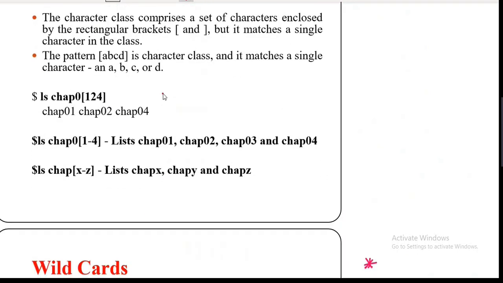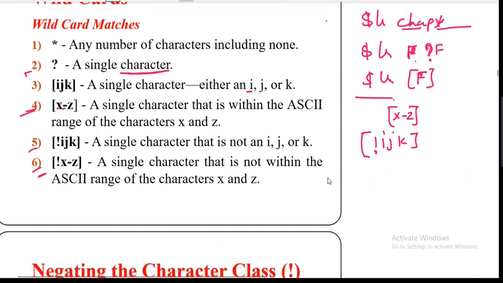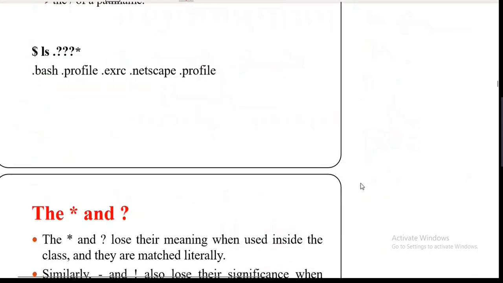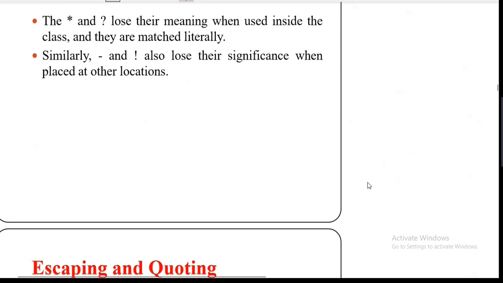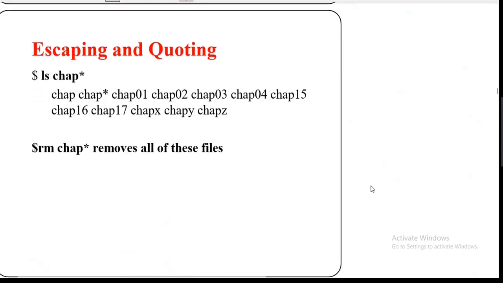So this also I have already explained. Okay, so next we'll move on to escaping and quoting. What do you mean by escaping? How are you going to specify the symbol for escape? In alphabets you are going to write a slash. Is it a backward slash or a forward slash?